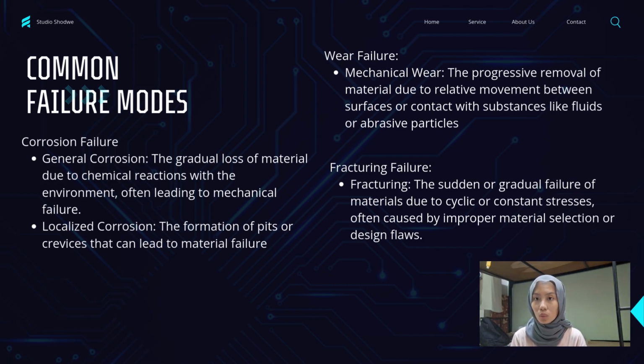Next is wear failure. It is the progressive removal of material due to relative movement between a surface in contact with a substance. Lastly is fatigue failure. It is the sudden or gradual failure of a material due to cyclic or constant stress, often caused by improper material selection and design flaws. Next.